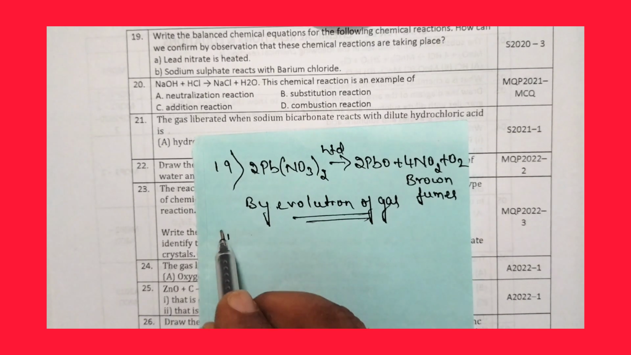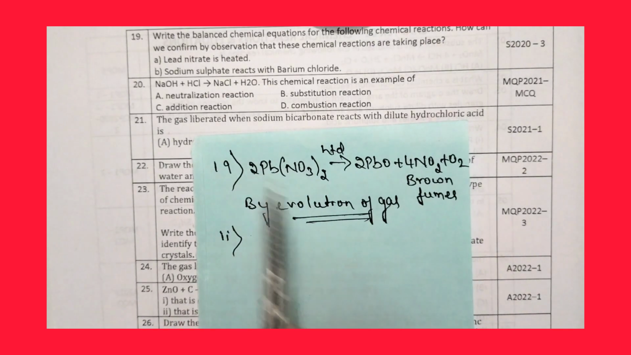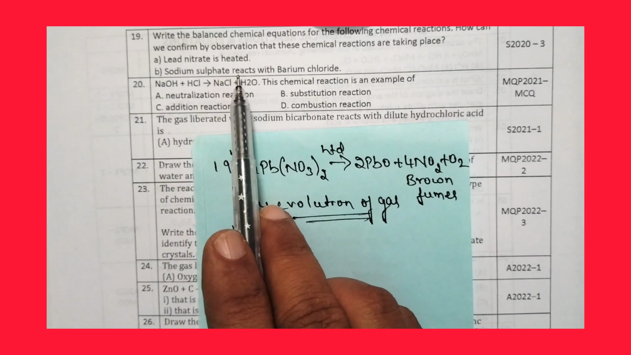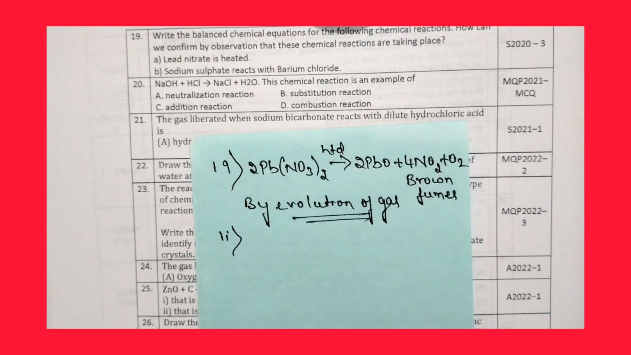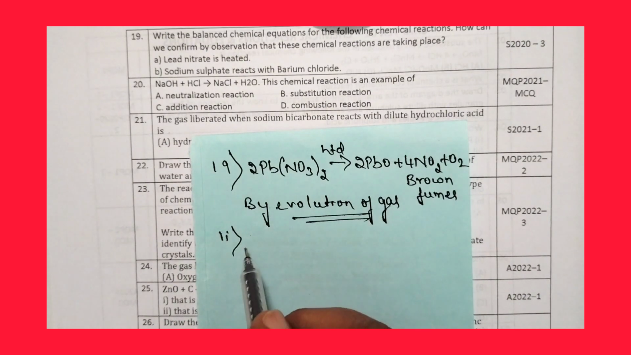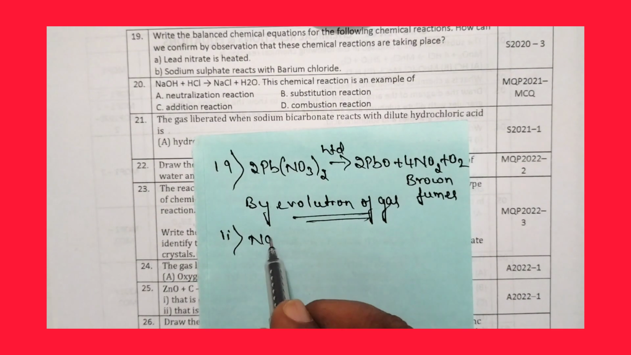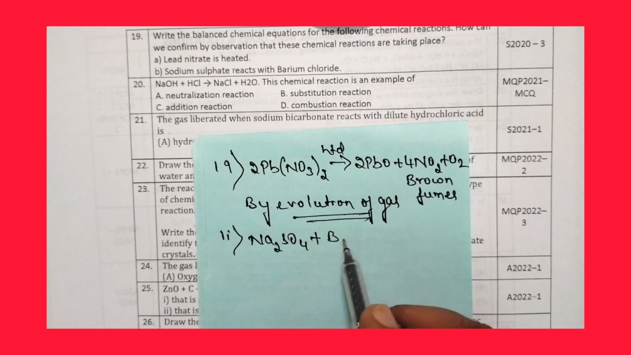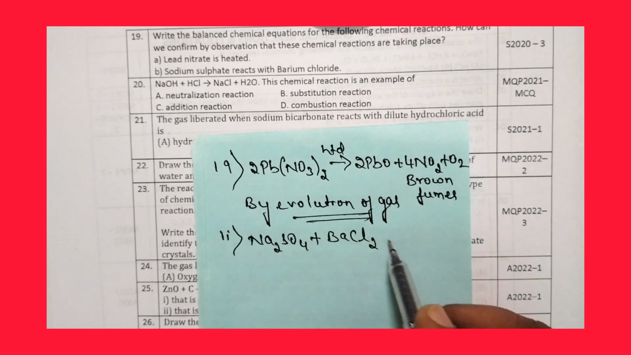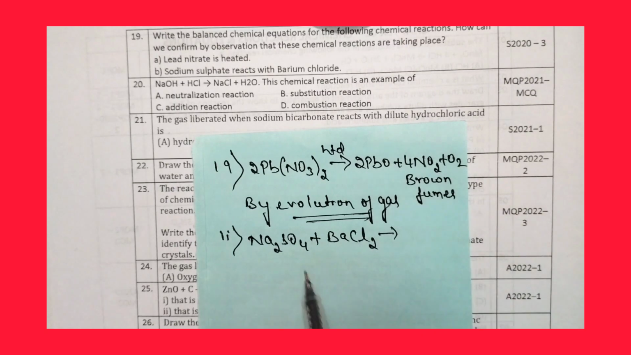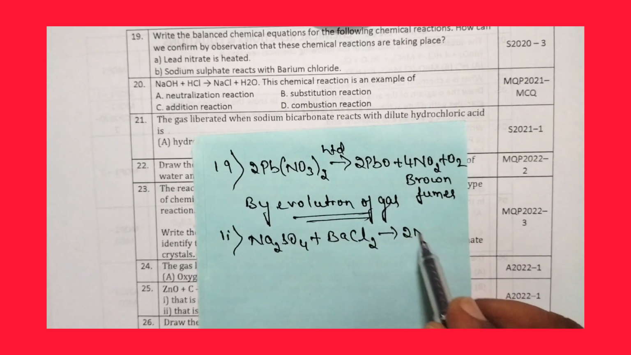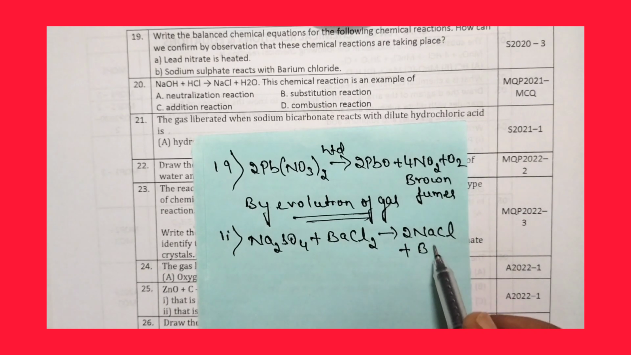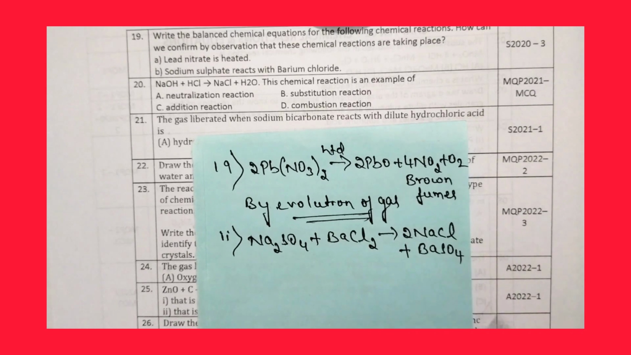In that one, there is one more question, question B: sodium sulfate reacts with barium chloride. Sodium sulfate, Na2SO4, reacts with barium chloride, BaCl2, and forms 2NaCl, sodium chloride, plus barium sulfate, BaSO4.